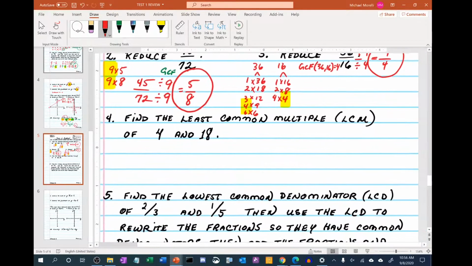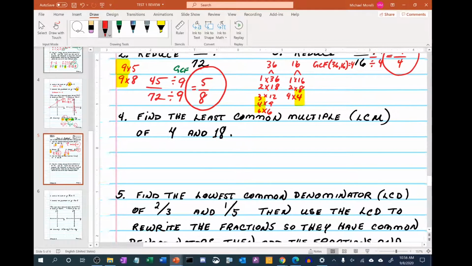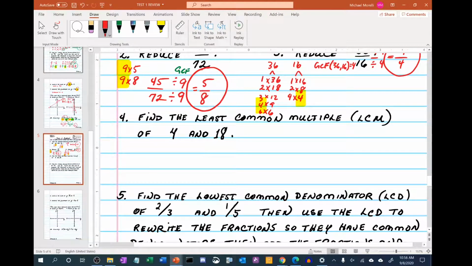Number 4, find the least common multiple, LCM, of 4 and 18. Okay, this is very similar to what we've been doing, but here's how we do it. And I saw some people doing this, so I was really happy to see that. Just write out 4 and write out 18, like this. We're going to start listing multiples.